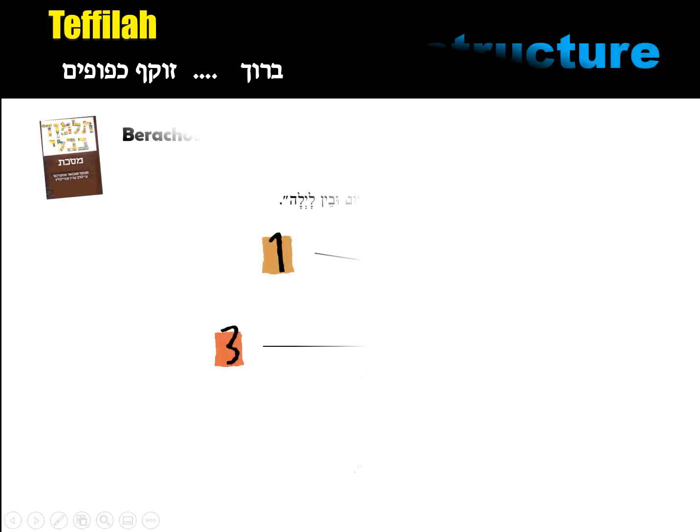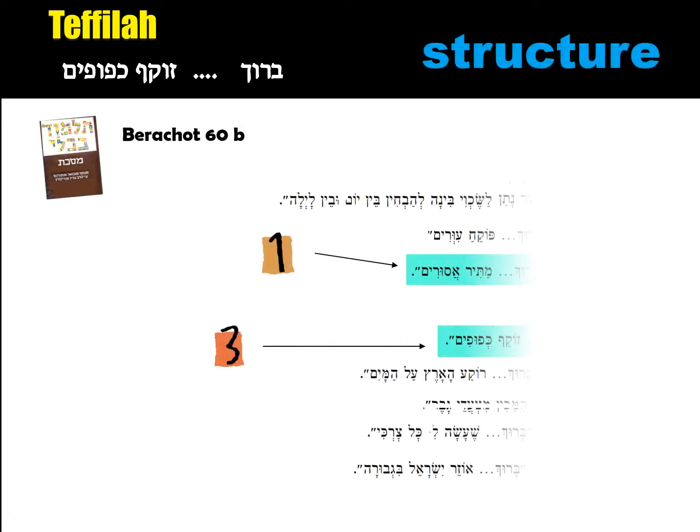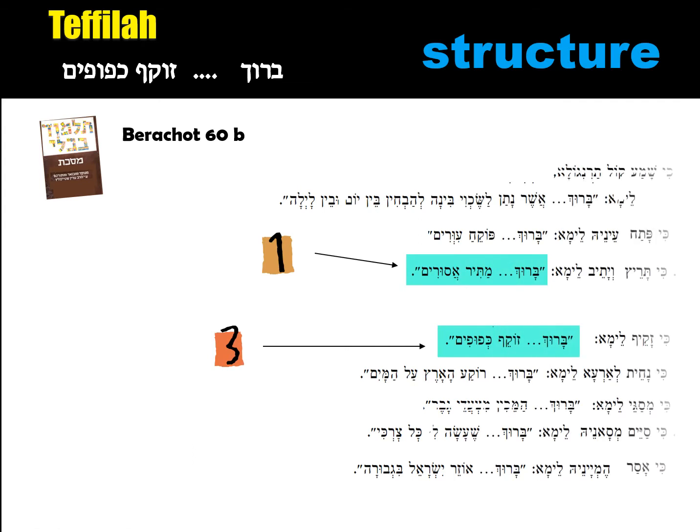Following on from the bracha of Pokeach Ivrim, the Gemara in Masechet Brachot lists three other brachot. The first, the bracha of Matir Asurim, which we discussed in the previous unit. Bracha number 3 of this set of 3 is the bracha of Zokef Kefoofim. This is the bracha that we are going to analyze in this module.